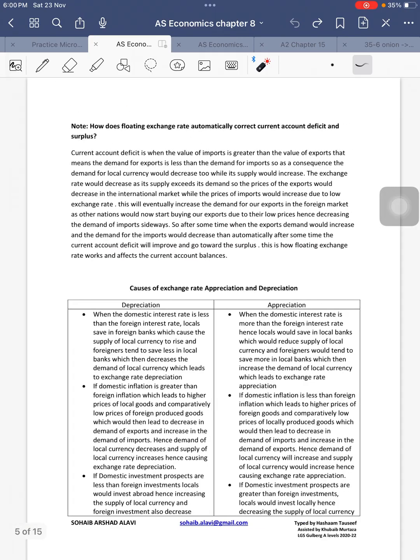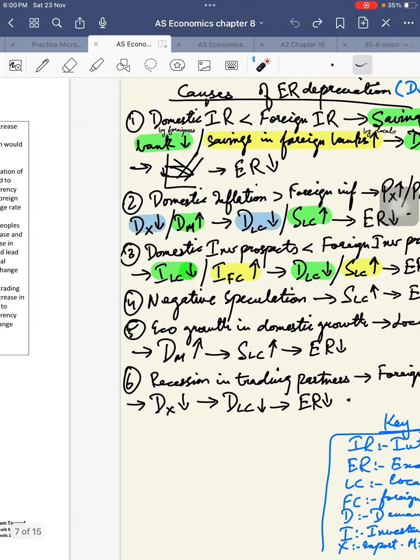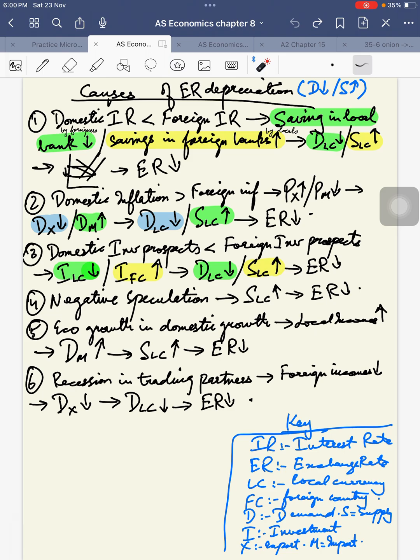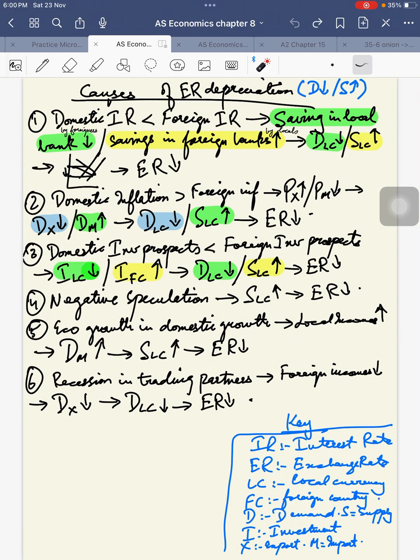Right? Now, the next question is, what are the causes of appreciation and depreciation? I've written a lot of detail here in these paragraphs, and then I've made these summary sort of chains of analysis that explain the causes of depreciation and obviously appreciation. Let's go through the causes of depreciation because the causes of appreciation are complete opposites. So let's actually go through the causes of depreciation in a lot of detail.